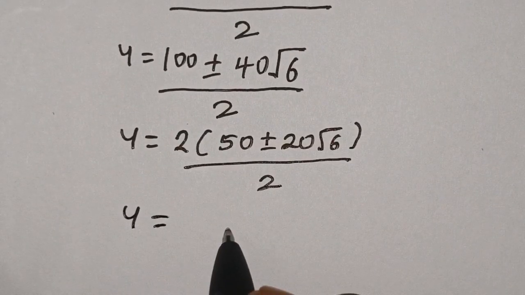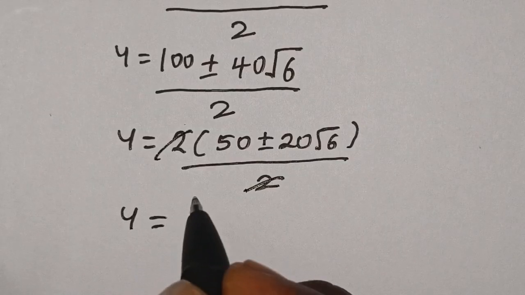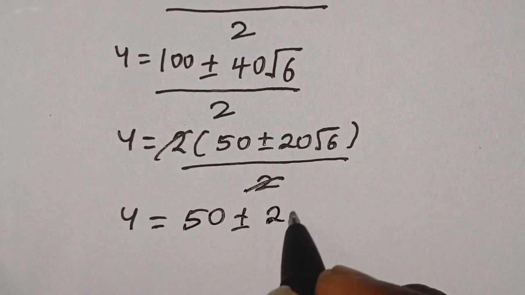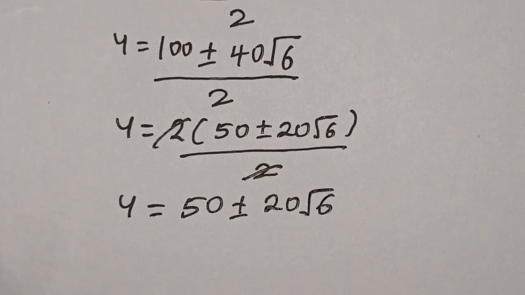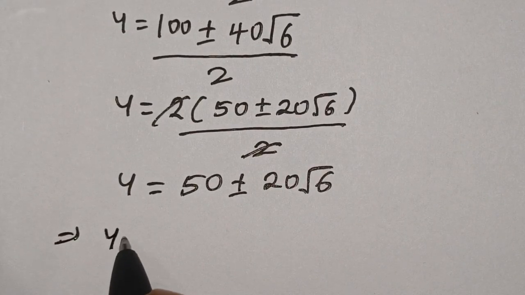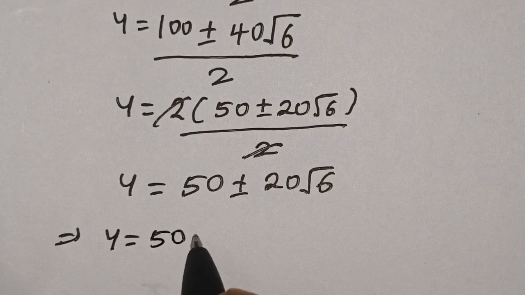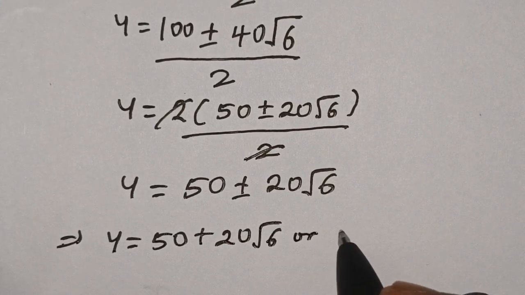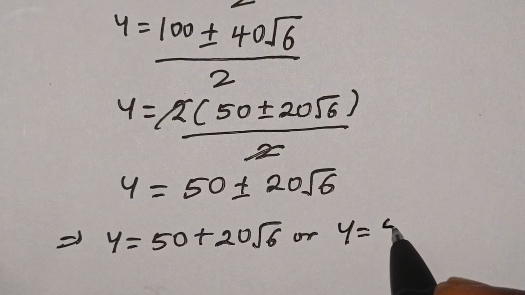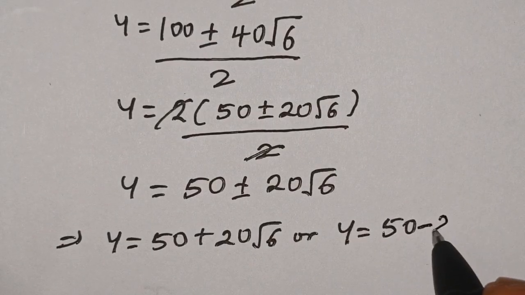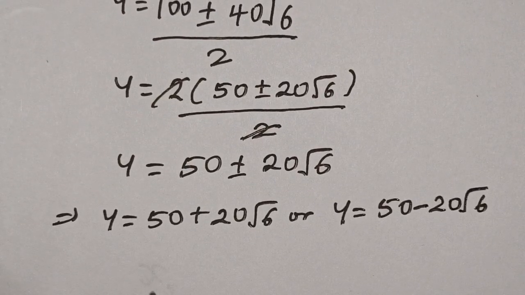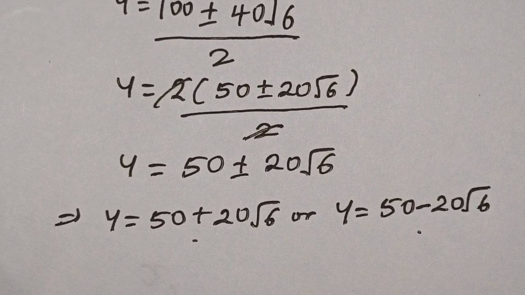Y equal to, clearly 2 cancels 2. We are left with 50 plus or minus 20 root 6. This implies that y is equal to 50 plus 20 root 6, or y equal to 50 minus 20 root 6. You will see that we have two values for y. We can then use these two values to obtain the value of x.